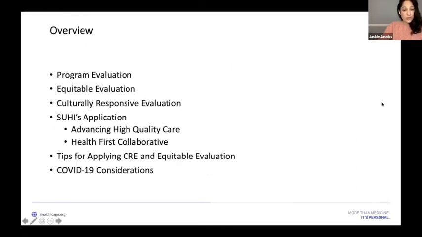Just to give you an overview of what we're going to talk about this morning, we'll start with a brief description of program evaluation and why it's important. I'll give you the framework and theory behind two evaluation frameworks we will focus on today, and then Benita and Cindy will each tell you about a project for which we have applied these frameworks. Finally, we'll leave you with some tips for applying these theories in your own work and provide some COVID-19 considerations. We'll also leave some time for questions and discussion at the end. So as Jacob said, please feel free to drop any of those questions in the chat and we'll address those at the end.